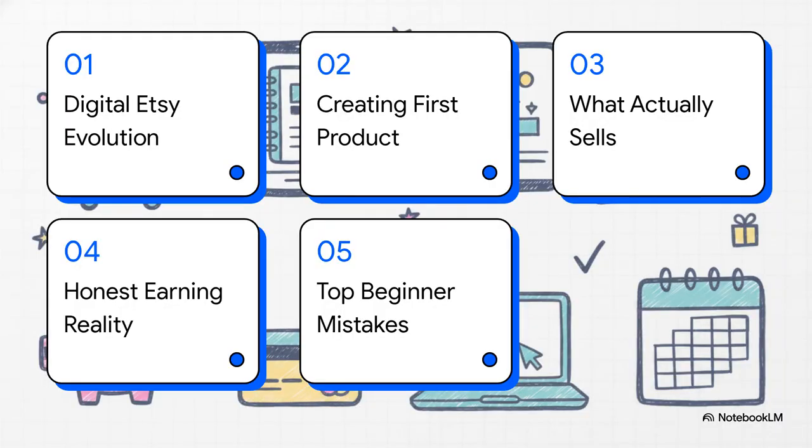Here is our exact blueprint for today's explainer. 1. The digital Etsy evolution. 2. Creating your first product. 3. What actually sells today. 4. The honest earning reality. And finally, 5. The top beginner mistakes.